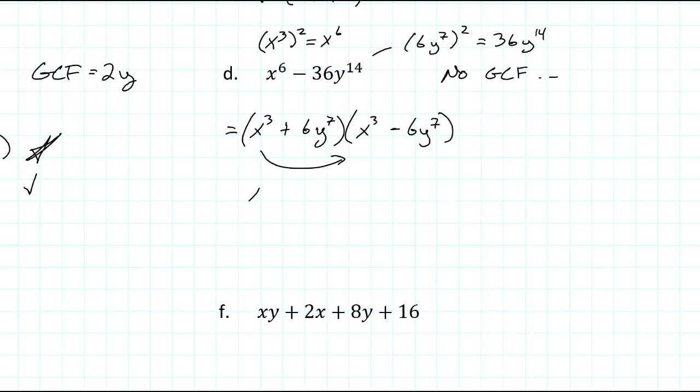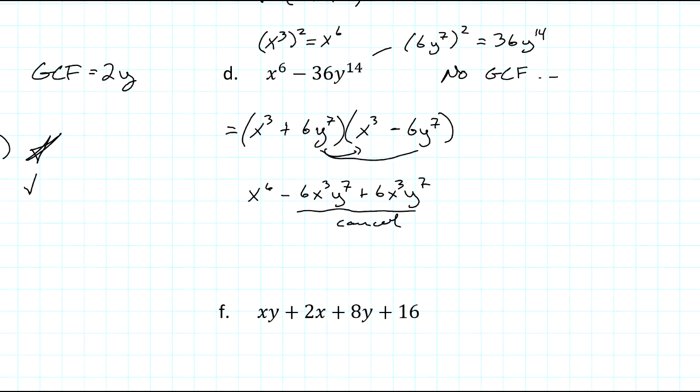If we check this, we'd get an x to the 6th. And then the outsides, we'd get a minus 6x cubed y to the 7th. Then the insides, we'd get a plus 6x cubed y to the 7th. So those will cancel. And then the lasts, we'd get a minus 36y to the 14th. So that does give us x to the 6th minus 36y to the 14th. So that is the correct factorization.